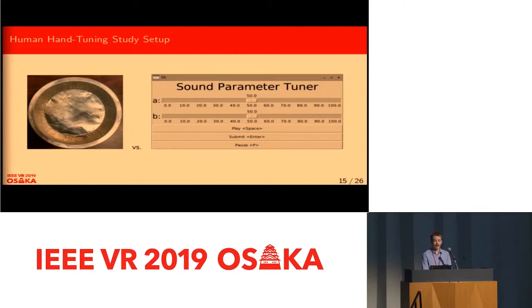So starting with the human hand-tuning study, here we had a number of subjects. Each were given some real-world objects which they could strike to produce impact sounds. They also had a user interface through which they could produce sounds for a virtual version of the same object. These two sliders, A and B, controlled the material damping parameters for that object. So by sliding them around, the damping values would change. And the subject's task was to identify the slider settings such that the synthesized sounds most closely matched the real-world sounds.